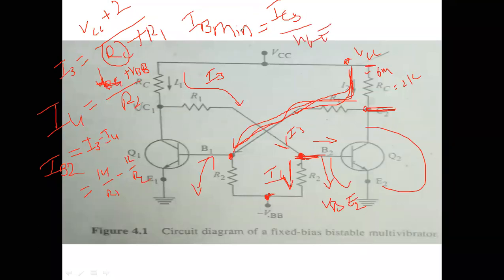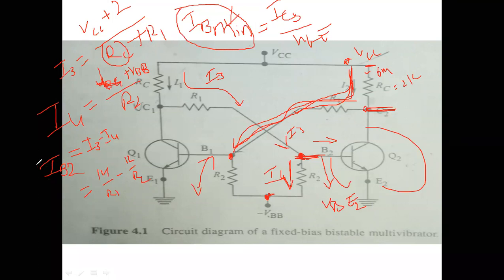Okay, we have to get the minimum base current required to maintain saturation. Because it is in saturation, the minimum base current is flowing. That current is nothing but IC divided by hFE. This current is flowing, and this is the minimum base current.